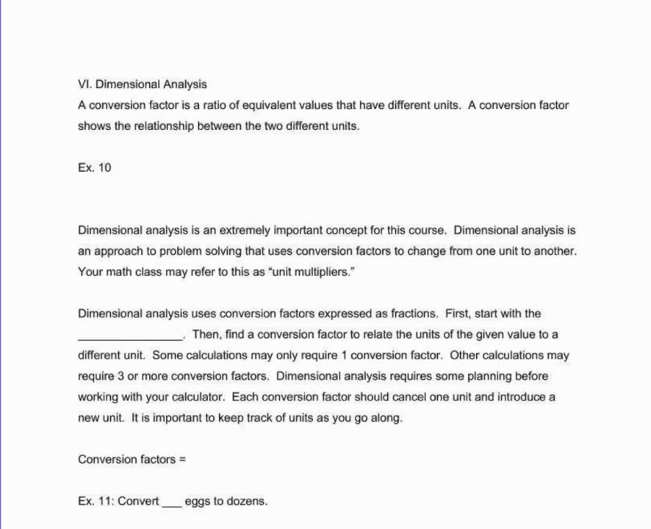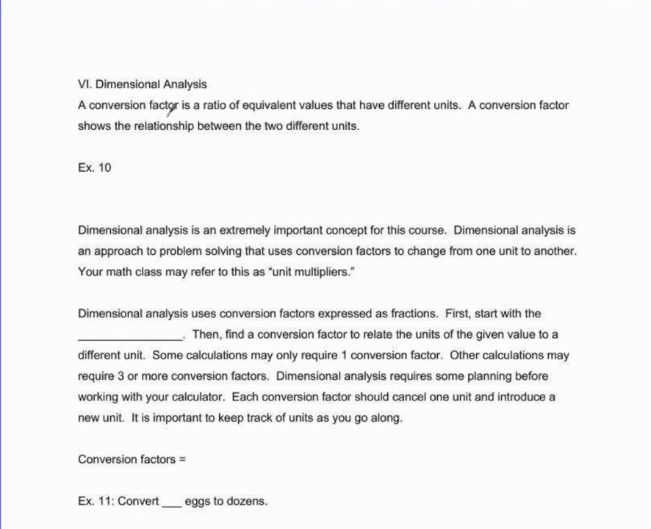Okay, this is the final video for Unit 2, and we are looking at something called dimensional analysis. This is how we take one value and convert it into a different but equivalent value.